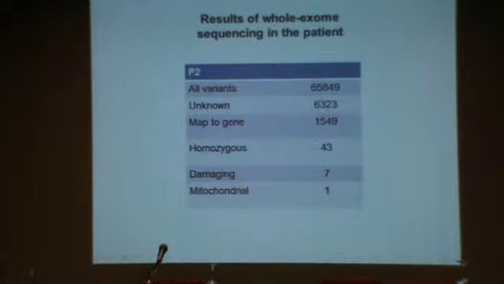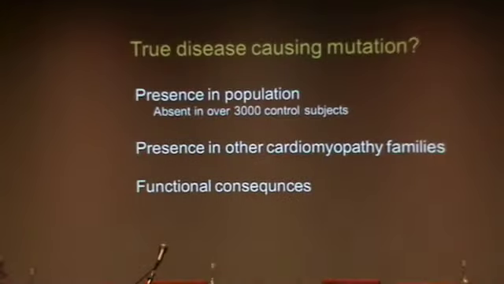And then in Finland we have a lot of our own disorders, and there may be some distant relatedness between the parents, even though we don't know that. So we asked how many of these gene defects were present in both copies of the gene, and they were 43. Out of those, 7 were damaging and just 1 affected mitochondrial function. So that was a new gene at the time.